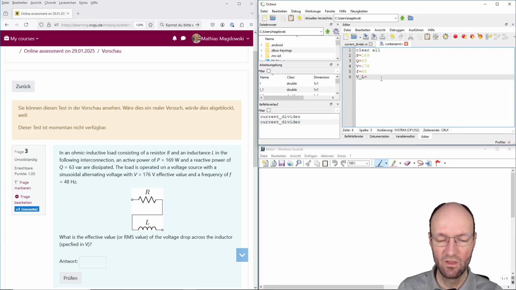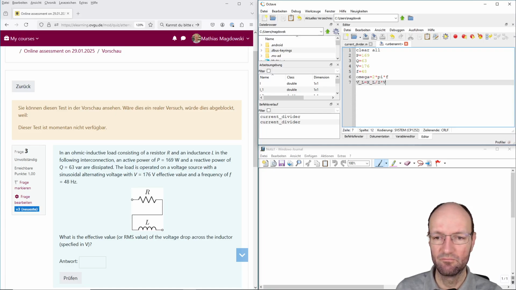voltage divider rule. And for this we would need to have XL, the reactance of this inductor. And for this we need to have the inductance and maybe the angular frequency, which is 2 times pi times f. And then this divided by the total impedance of the circuit, and this multiplied with the total voltage. So this would be one way to do it.